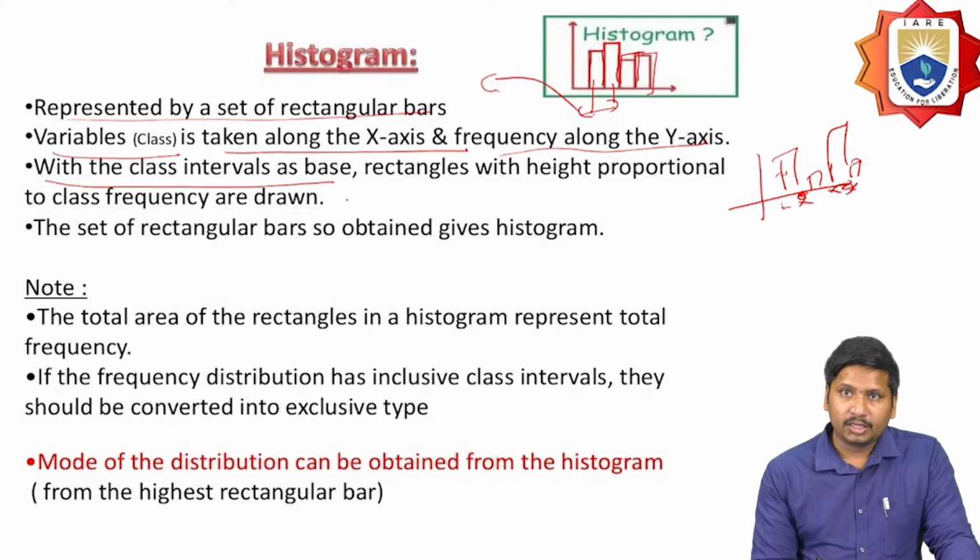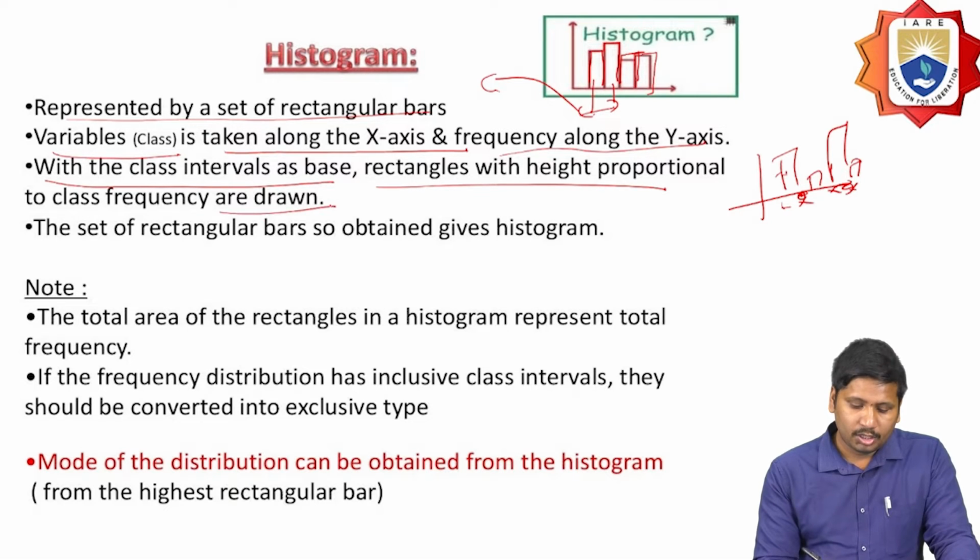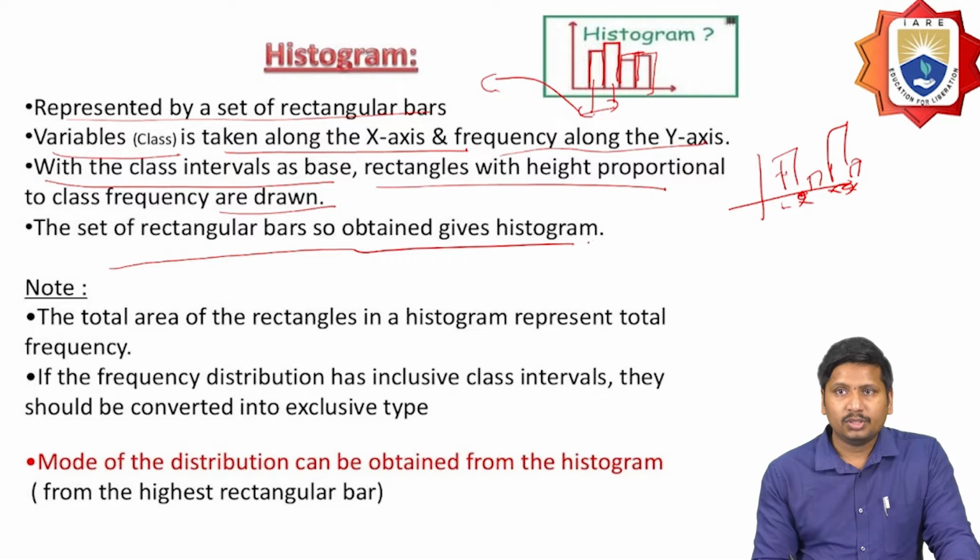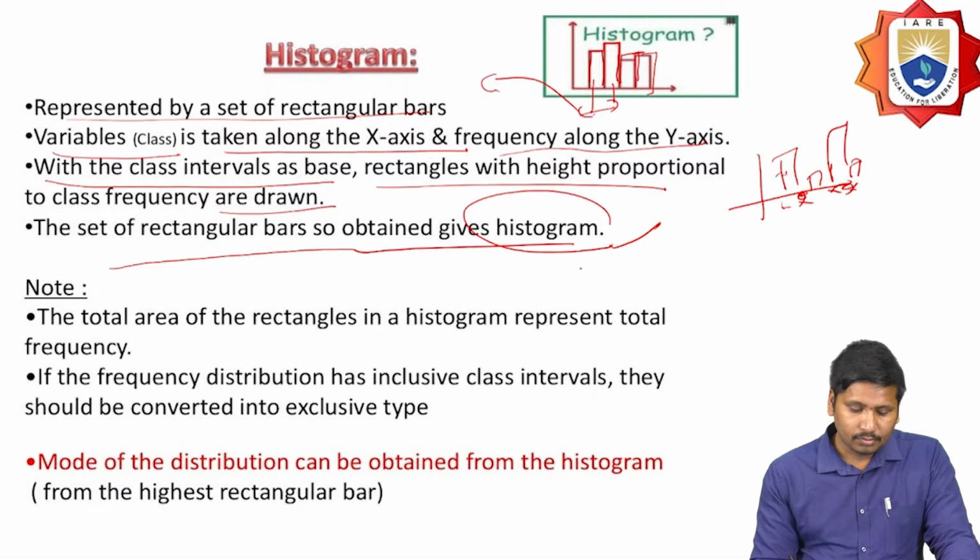Within the class intervals as the base, rectangles with heights proportional to the class frequency are drawn, and the set of rectangular bars so obtained gives the histogram, right? So that is the way of representing the histogram.